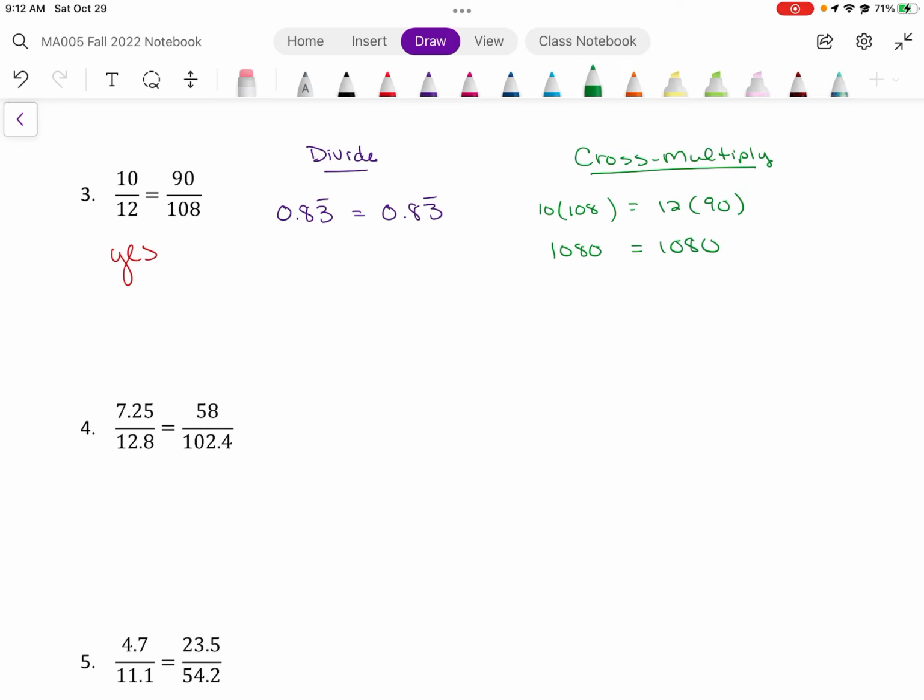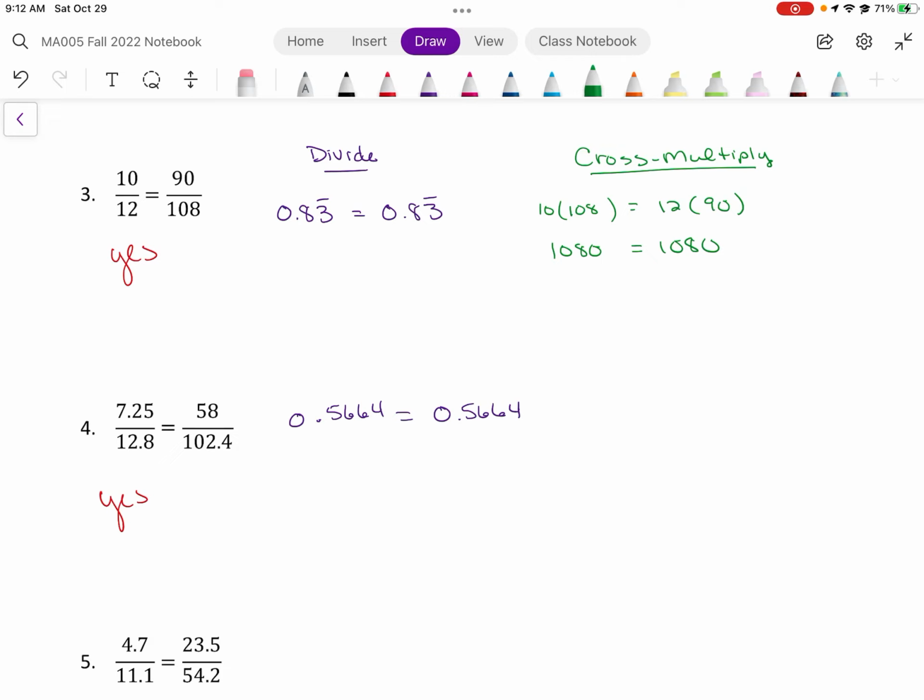Let's do the next one with division. So 7.25 divided by 12.8, and I get 0.5664. Does that equal 58 divided by 102.4? Well, that side is 0.5664. Look at that. So the answer here is yes, these are a true proportion. Let's try it with cross multiplication.